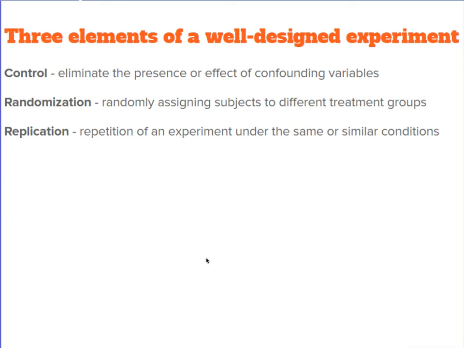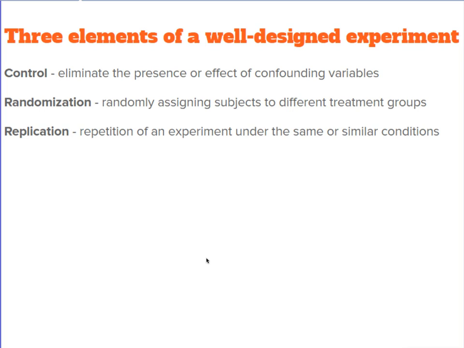So 3 elements of a well-designed experiment. When you're designing an experiment, you want these 3 things to happen. First is control, which means eliminating what we talked about, the confounding variable. So your experiment is controlled, and the one thing that you're changing is the only thing that's going to affect the response variable. Randomization, randomly assigning subjects to different treatment groups.